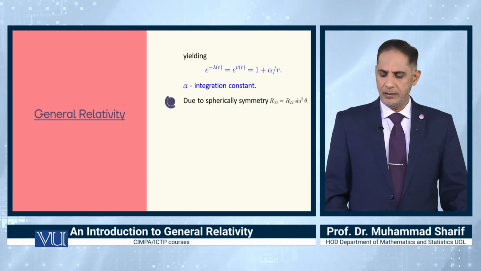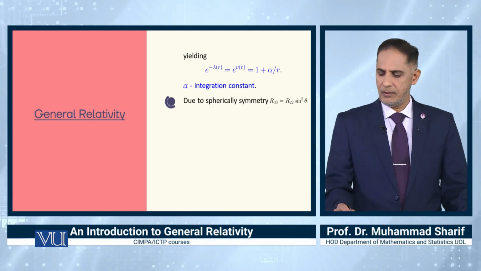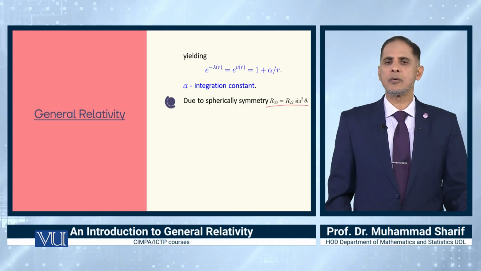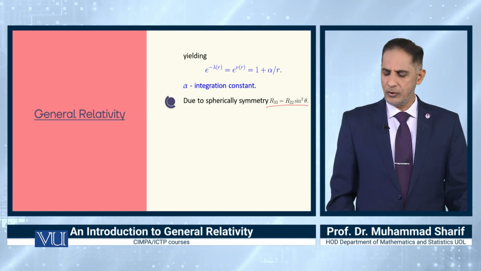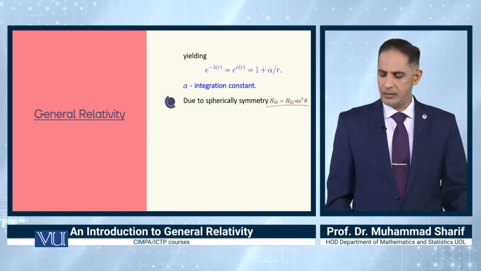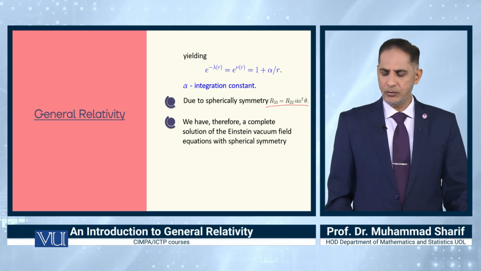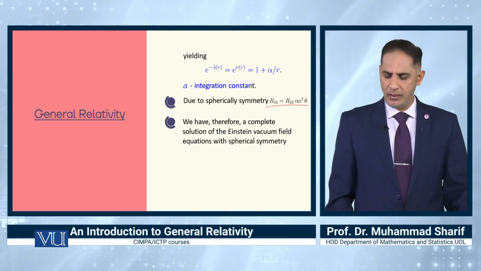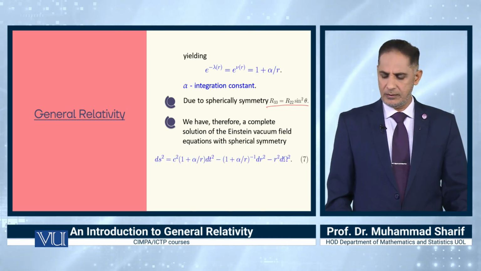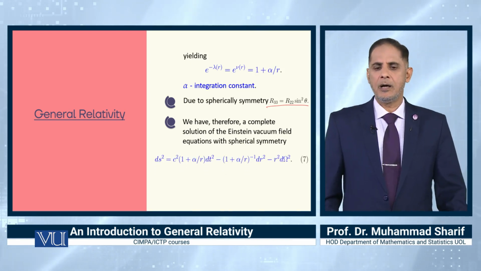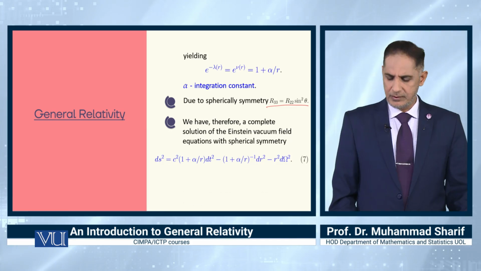Due to spherical symmetry, we can always have R33 equal to R22 sine square theta. So, we do not need to consider or calculate this thing. Therefore, we have a complete solution of the Einstein vacuum field equation with spherical symmetry in this form. This is called the Schwarzschild solution.